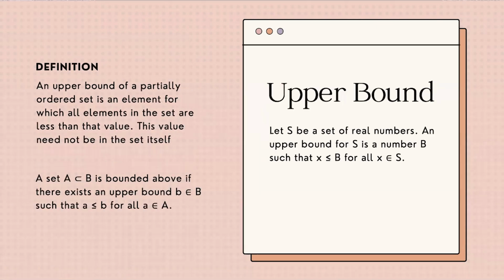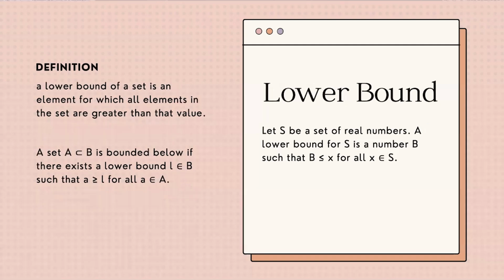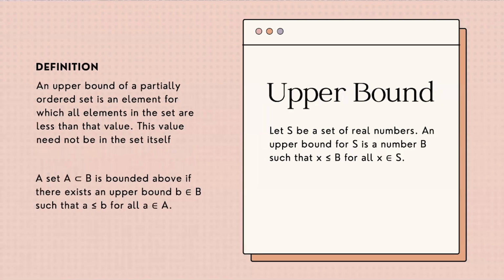Next up, we have upper bound. So an upper bound of a partially ordered set is an element for which all of your elements in the set are less than that value. So for lower bound, all other elements are greater than. For upper bound naman, on the other hand, they should be less than that value. This value need not be in the set itself. Okay, just take note of this statement.